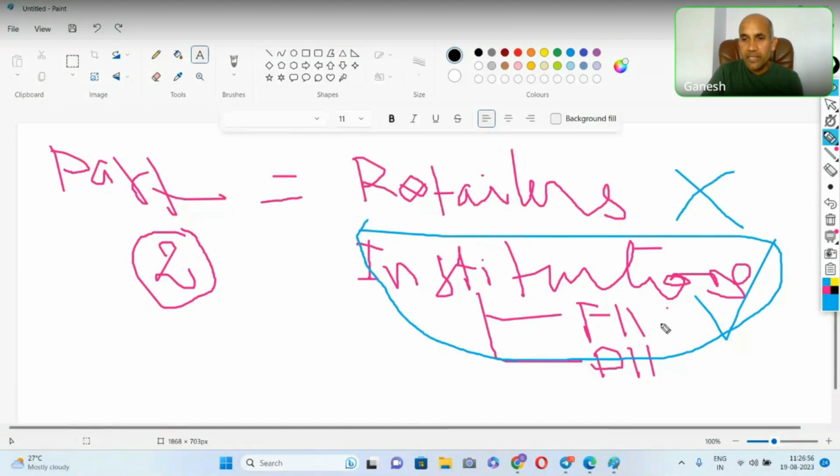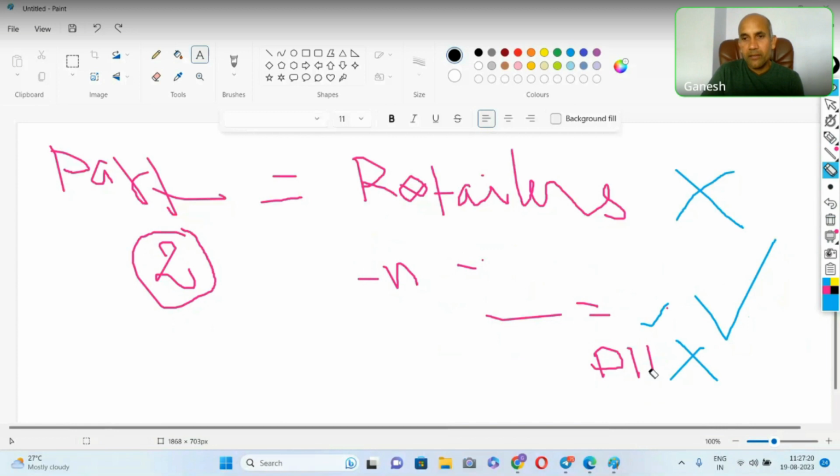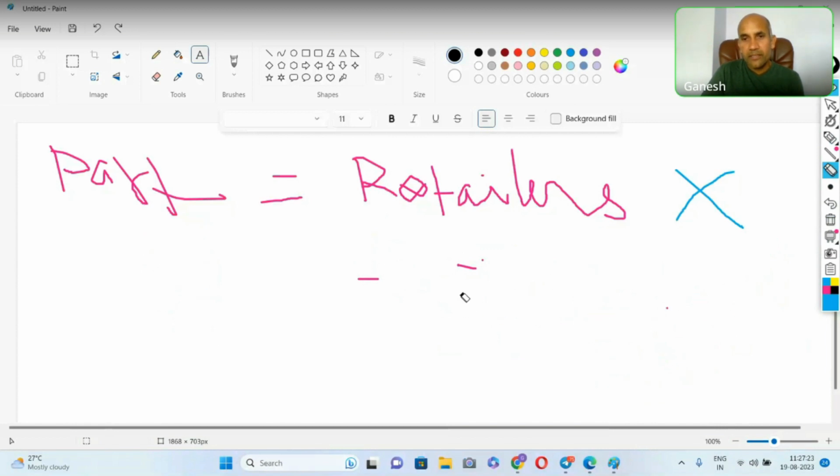Out of FIIs and DIIs, open interest is all about options, right? So when you say options, DIIs hardly enter into futures and options. So we ignore DIIs. Now here I'll make it simple, right? Retailers and FIIs. That's it. Two participants.